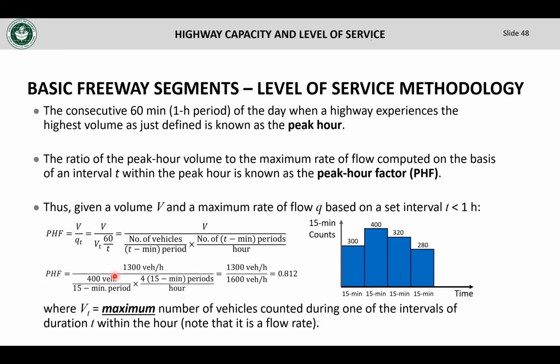For the example at hand, V, which we mentioned was the sum of these four values, is 1,300 vehicles per hour. The maximum count was 400, and that's multiplied by 4. So we end up with 1,600 in the denominator, 1,300 in the numerator, and the ratio is approximately 0.812.